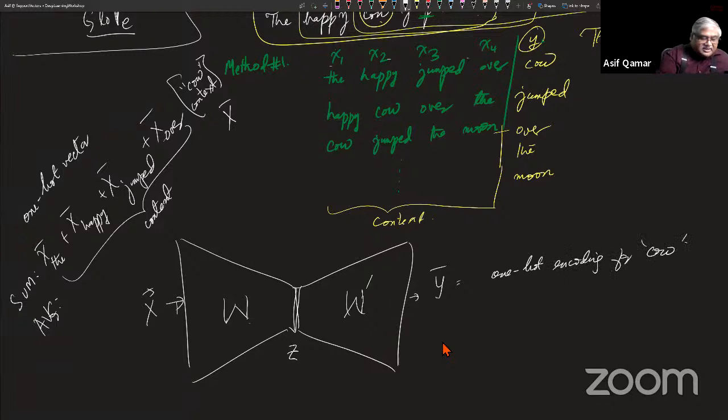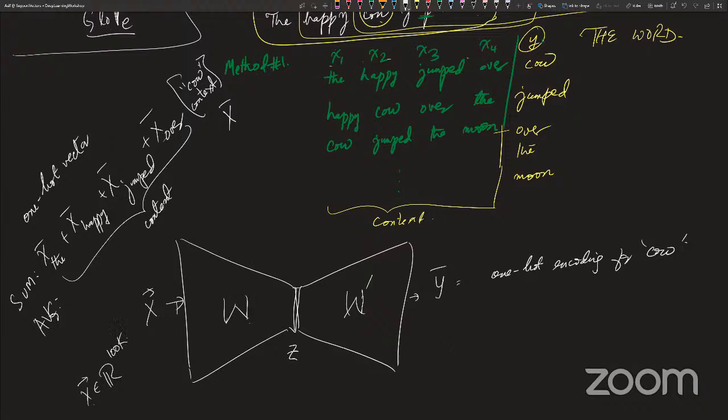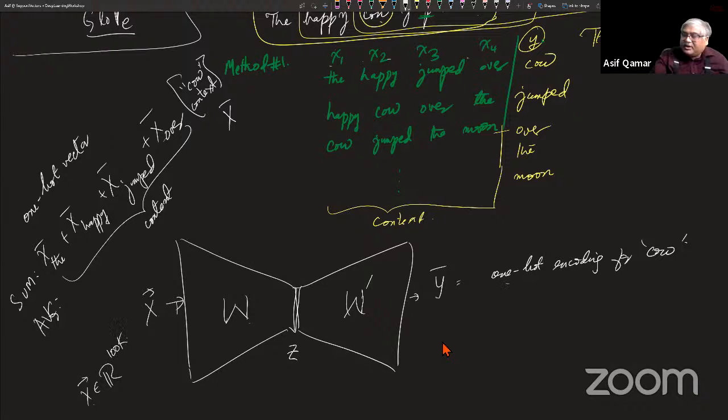So let's think about it. What is the space of this vector? This vector belongs to what dimensional space? If your vocabulary is 100K, what is the size of this space? In what space does this X vector exist, guys? 100K dimension. 100K, right? And likewise, what you expect, the word cow is encoded as again a one hot vector. It will belong to, again, 100K space.